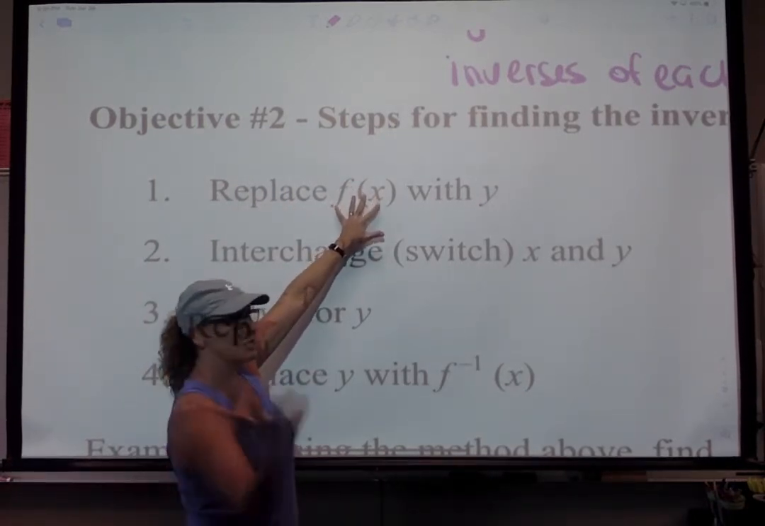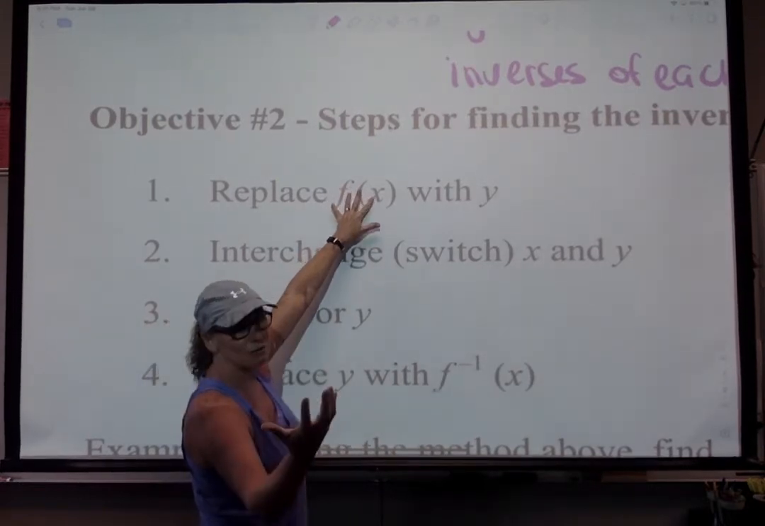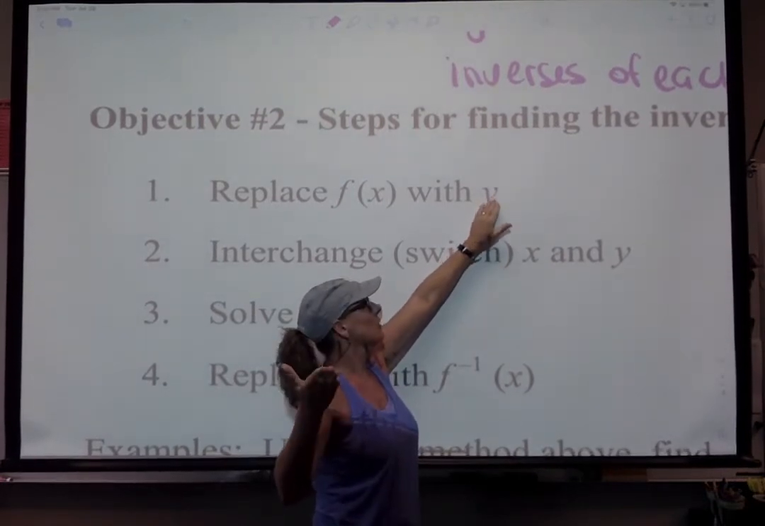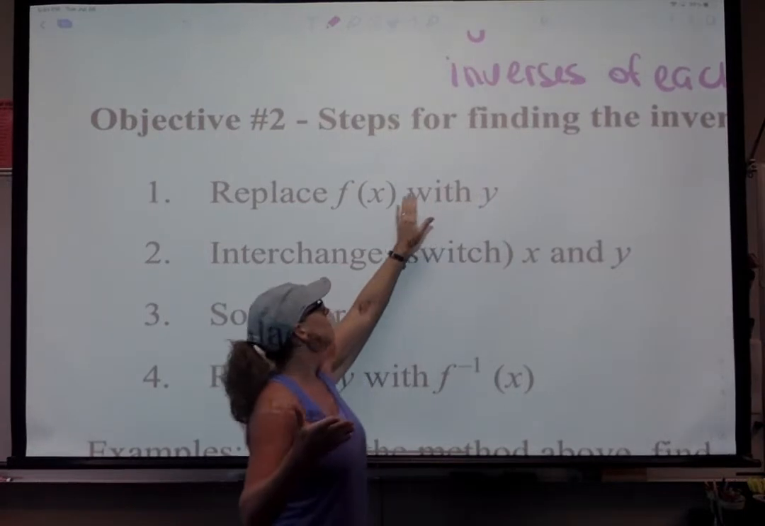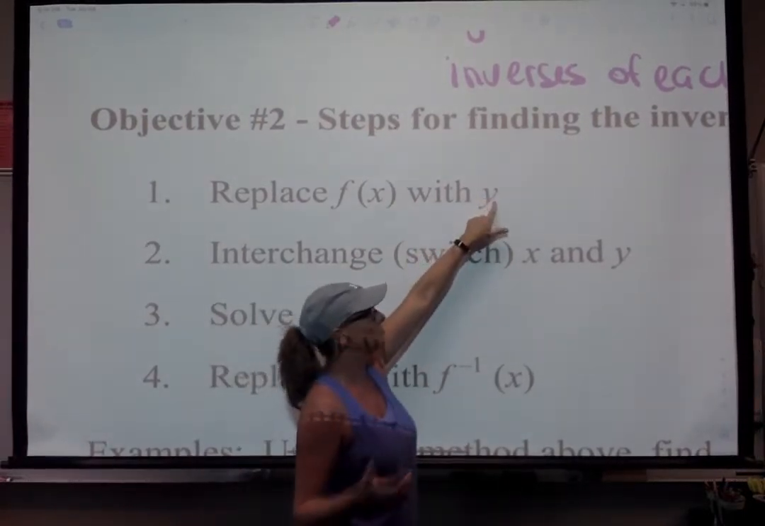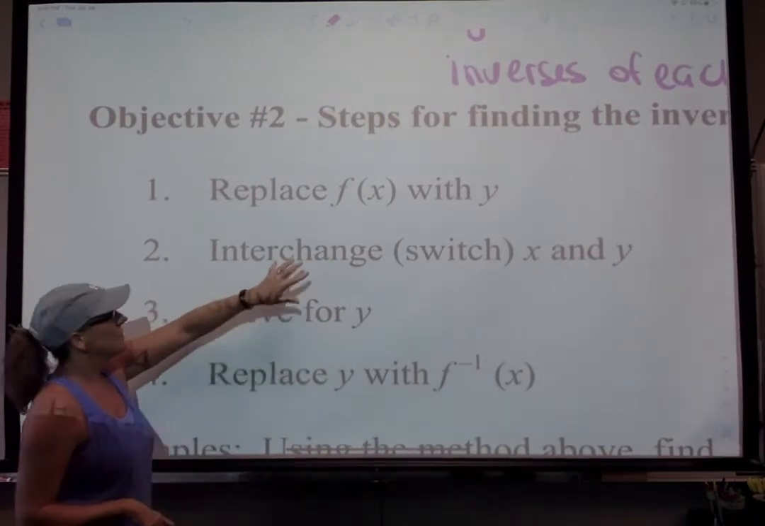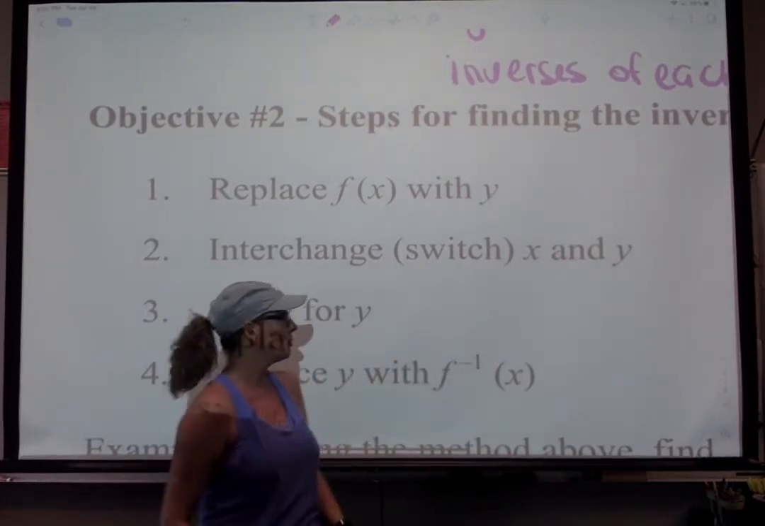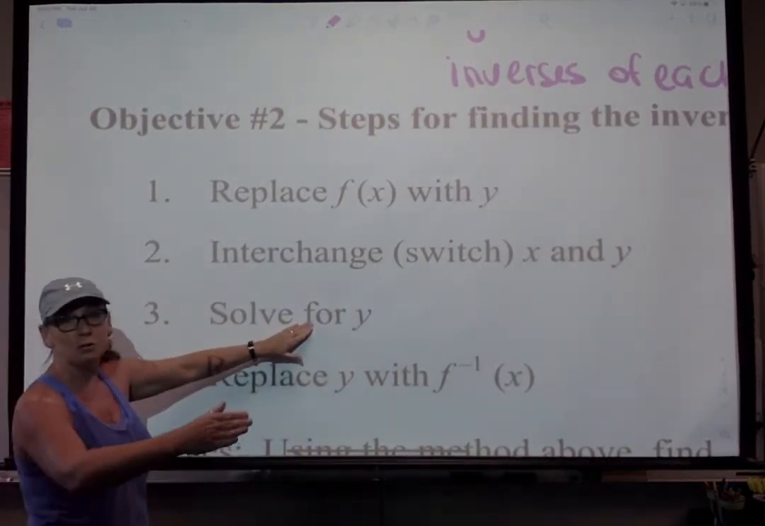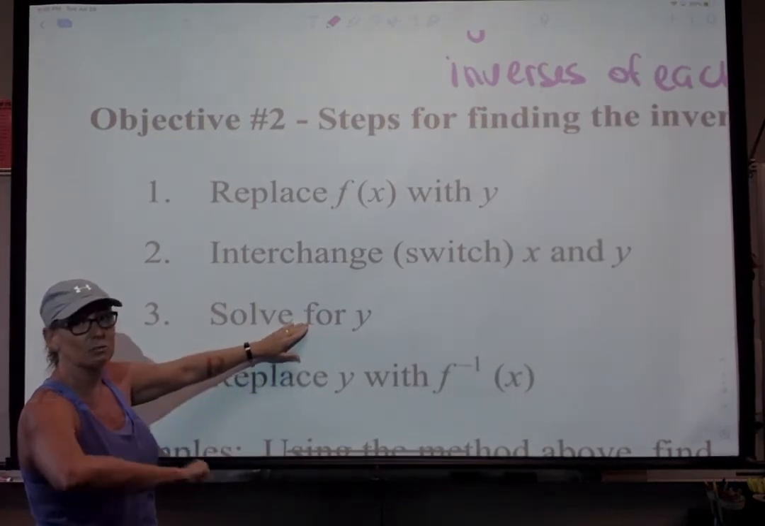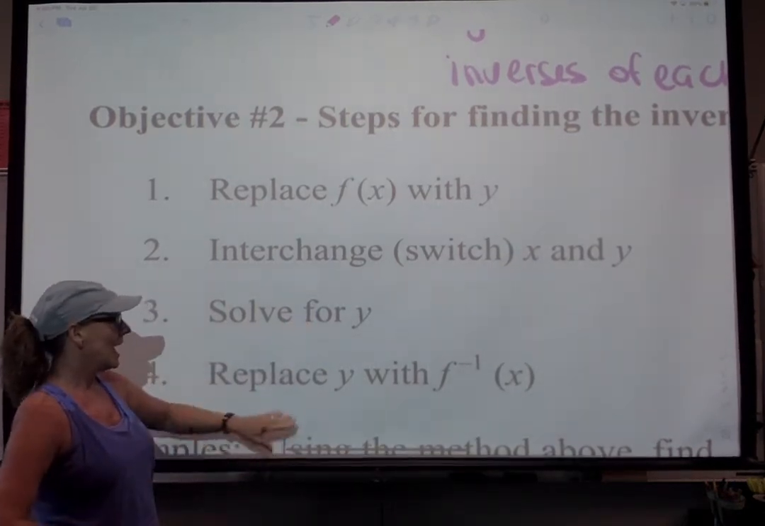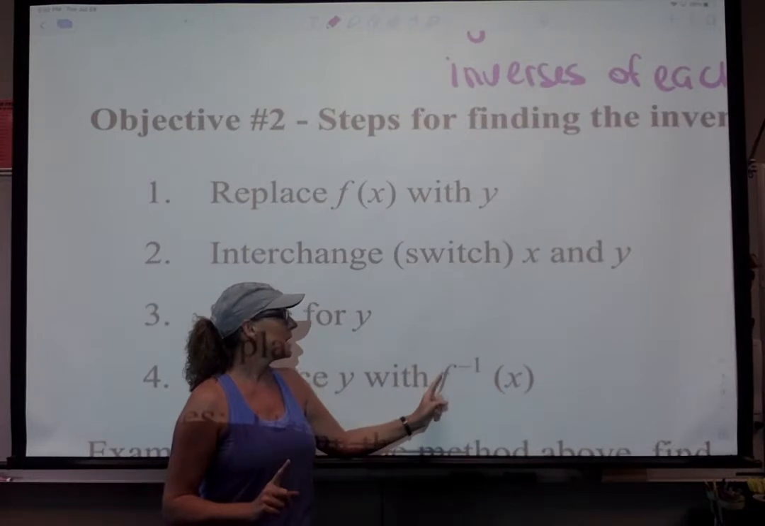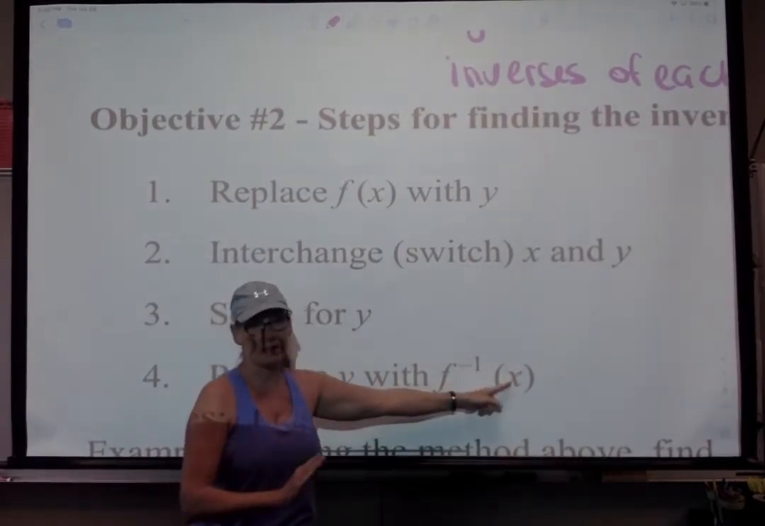More than likely, your equation is going to be in function notation. I want you to take it out of function notation and just call it y equals. If it already starts that way, that's great. But before we can go to step two, this has to be y, not f of x. And then you are going to swap your x and your y variables. You're going to do what you do best: algebra, algebra, algebra. Solve for y. Get y by itself. And then once you get your equation to y equals, you're going to label it with f inverse of x.